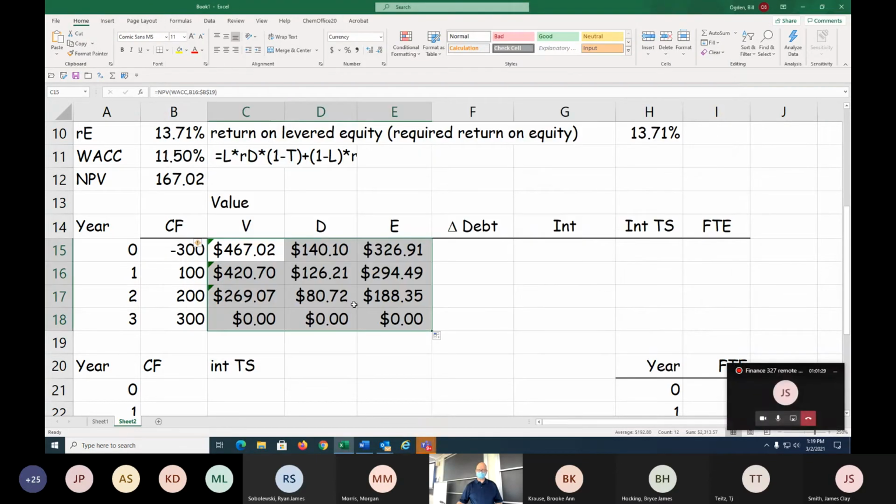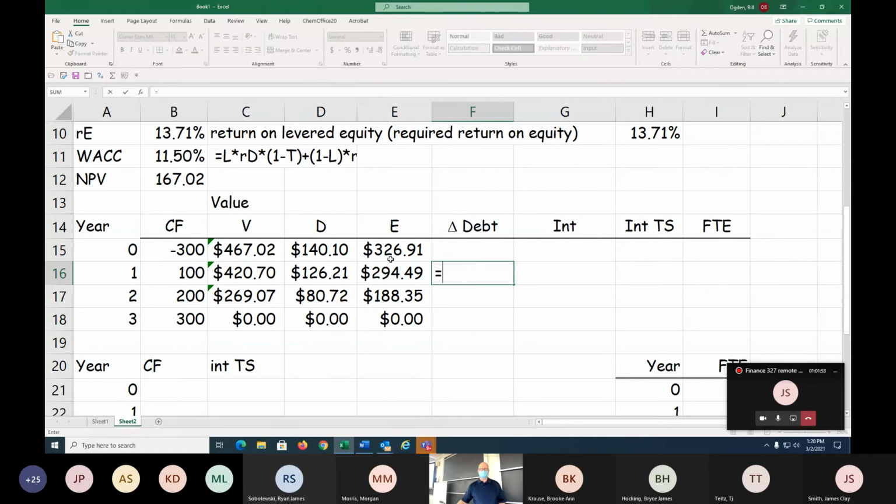All right, so at the end of the first year, to keep the debt at 30% of value it must be reduced to 126.21. We started the year with 140.1, so our change in debt will be that difference, won't it? That would equal 140 minus the 126.21. All right, and how much interest will we pay the first year?